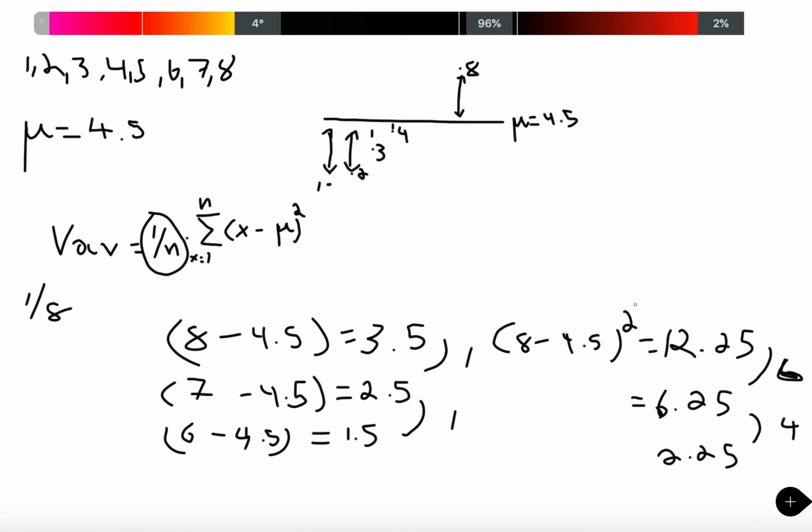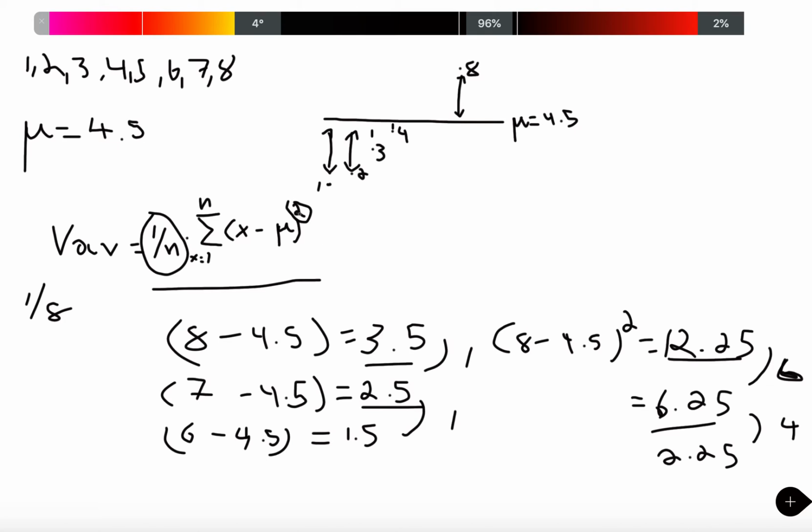So the square power makes bigger deviations have more impact than smaller deviations. We can see here that the actual deviation difference is just 1, but with the square power it's 6 and 4. So the higher the deviation, the more impact it will have on our variance. So this formula is designed to give more weight to higher deviations through the square.